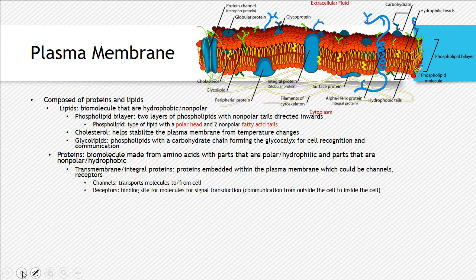There are receptors, and let's just say that this is a receptor protein. They'll bind to certain specific molecules, and usually these receptors will cause a signal transduction. What that means is it's helping to communicate things from outside of the cell, like a hormone. It'll bind to the receptor, and it'll cause communication within the cell.